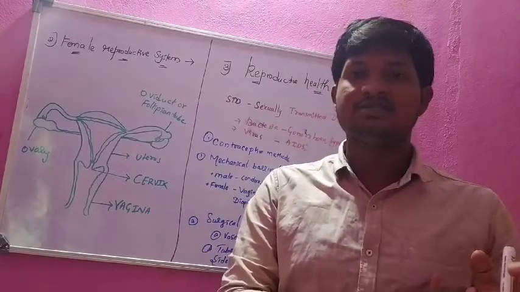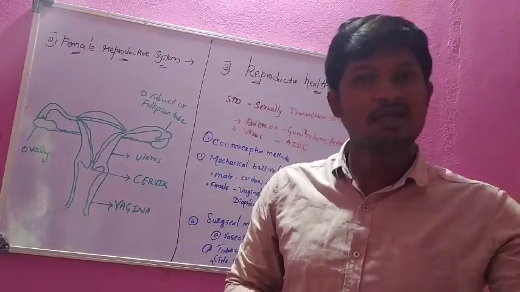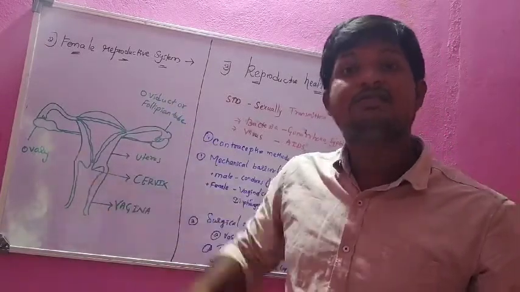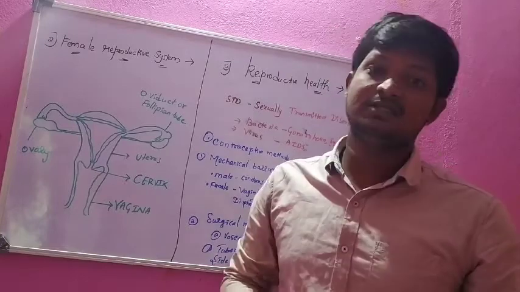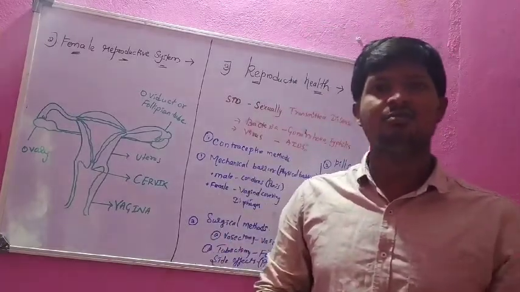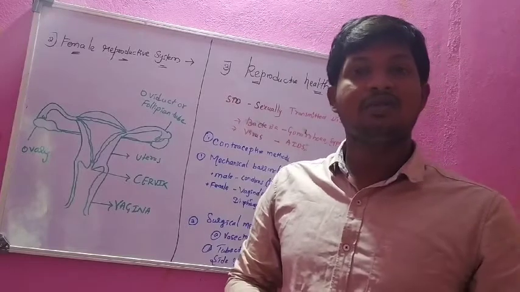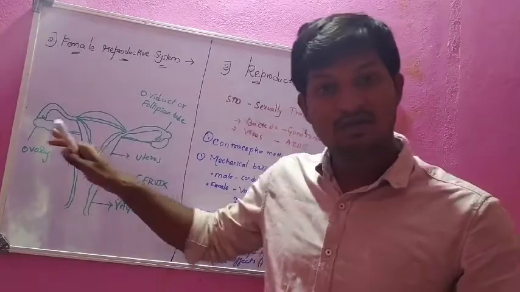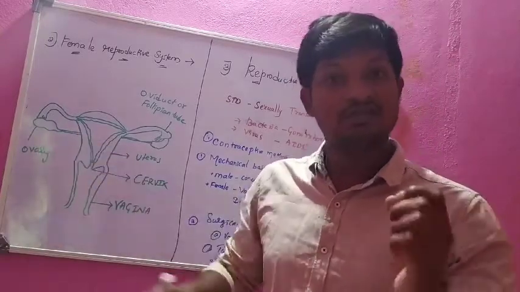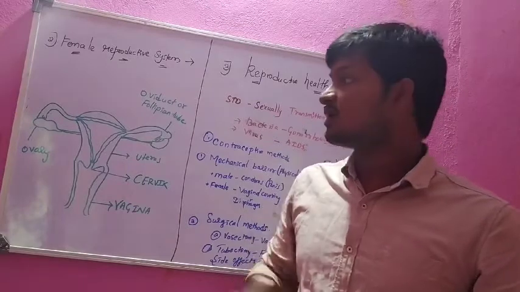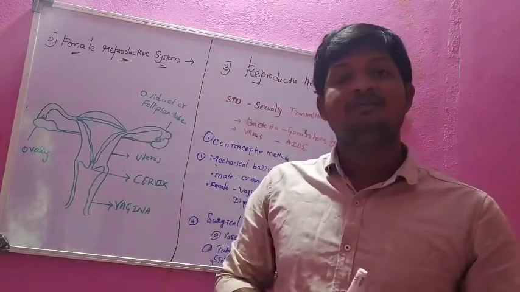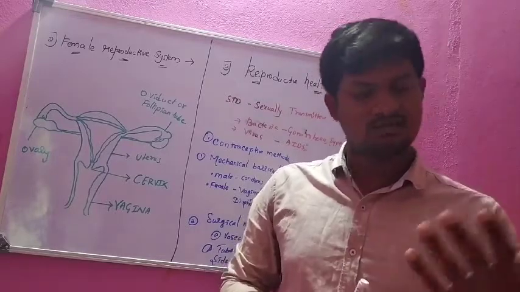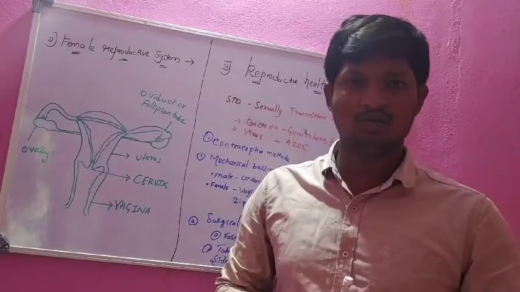Usually in males sperms are produced at the puberty stage, whereas in females the egg cells are already present. When a girl is born, she carries thousands or millions of eggs inside the ovary, called egg cells. They are in an immature stage soon after she is born.